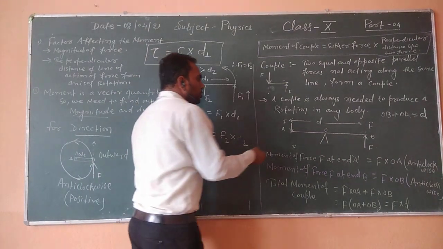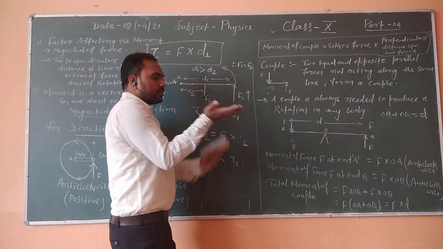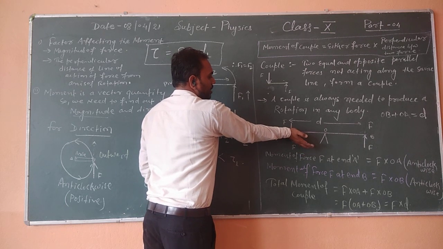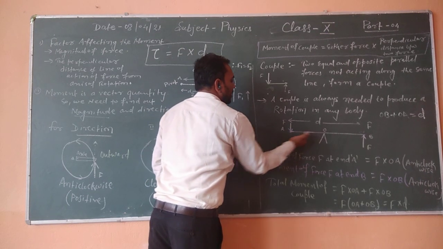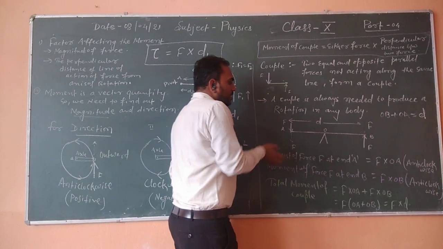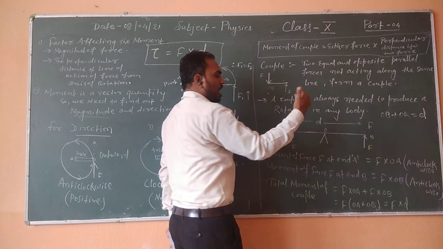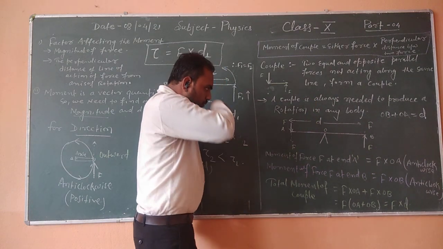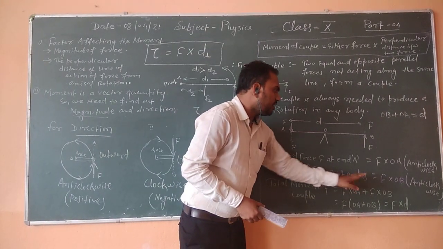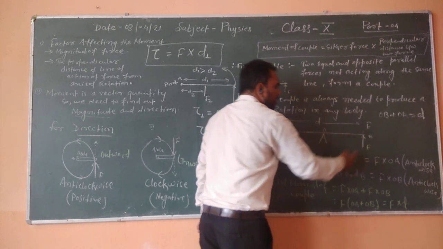Simply, I have told you to make the line of action. Keep your right hand along that line of action and curl into the perpendicular distance, the axis of rotation. And you will find that it is anti-clockwise, that is perpendicularly outward. Again, moment of force F at end B.